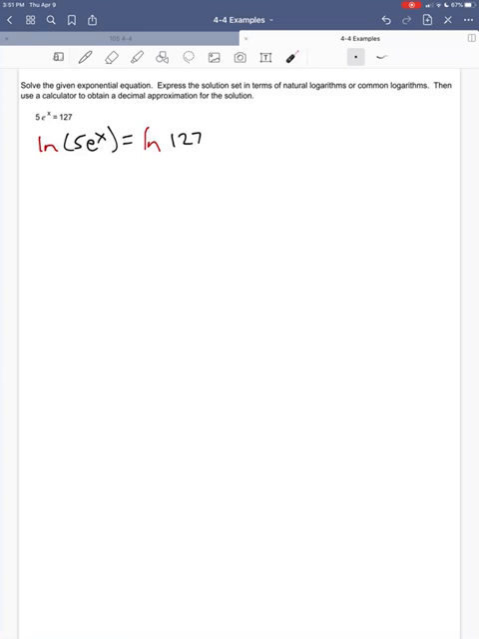See, that's not what we have. We don't have the natural log of something to a power. We have the natural log of 5 times something to a power, and that's not what the property says. So I can't do that. What I'm going to have to do instead is do something about this 5 before I do anything else.